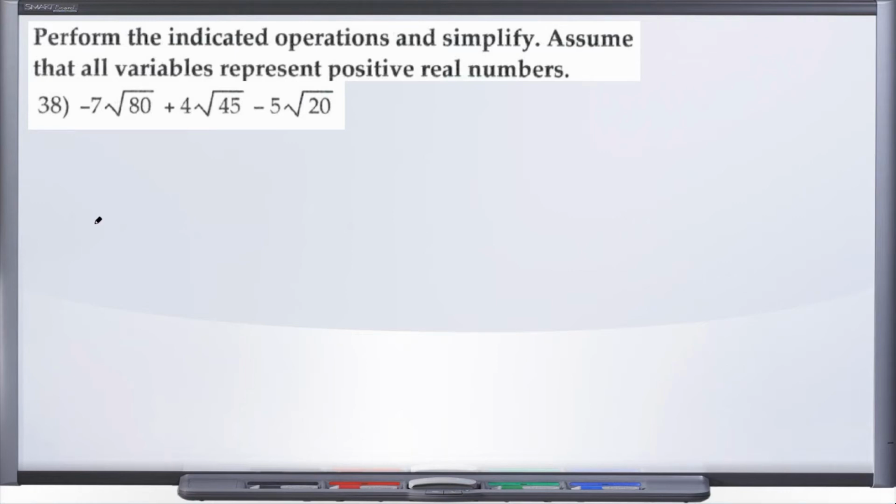All right, so number 38, another good practice question. Just like number 37, we're performing the indicated operations and simplifying. We are to assume that all variables represent positive real numbers. All right, so we've been given -7 times radical 80 plus 4 times radical 45 minus 5 times radical 20.